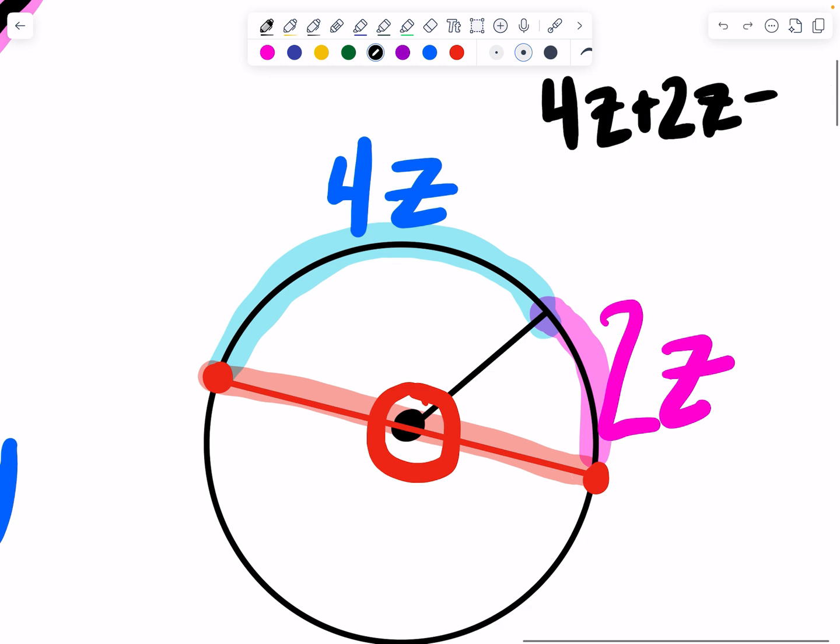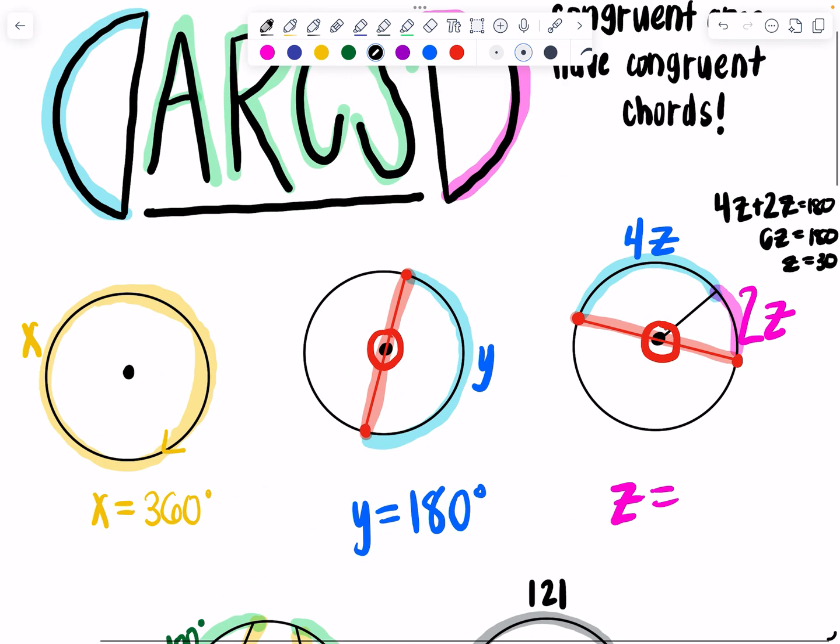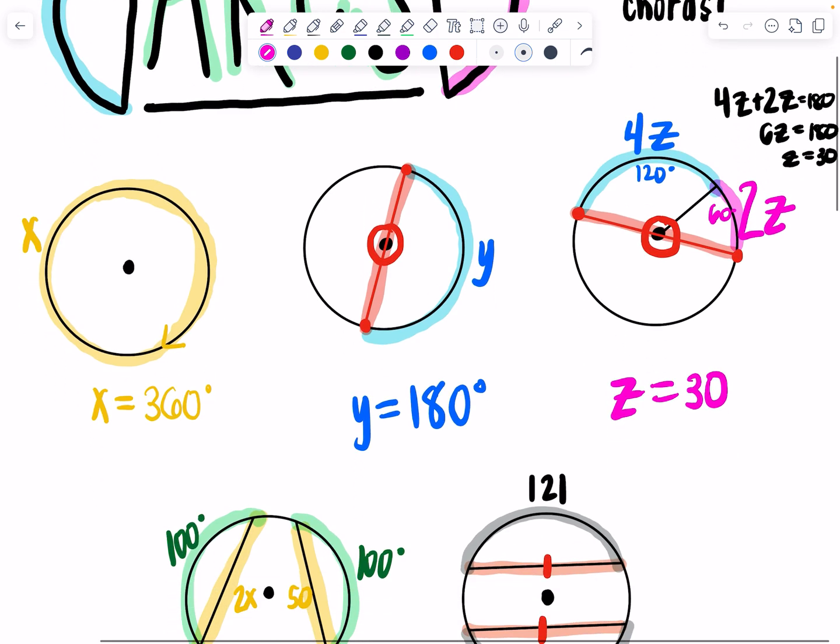So 4z plus 2z equals 180. And then 6z has a value of 180. So you're going to divide by 6 on both sides, and we should get 30. What is our value of z? Our value of z would be 30. How do I know that that is correct? If you did 4 times 30, you'd get 120, so this would be 120 degrees. And then if you did 2 times 30, you'd get 60. 120 plus 60 is, in fact, 180. So the measure of that full thing is 180. The value of z is 30.